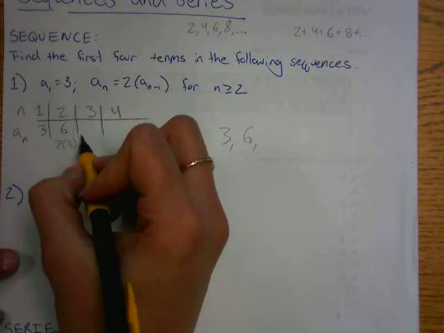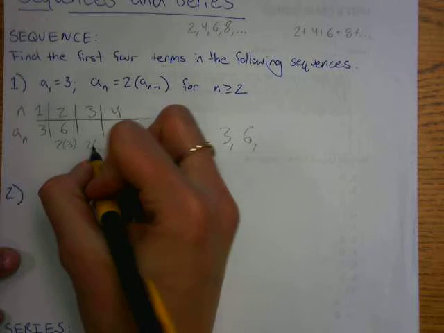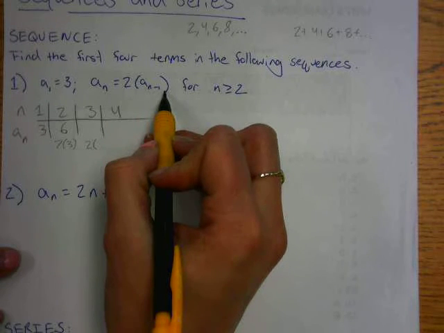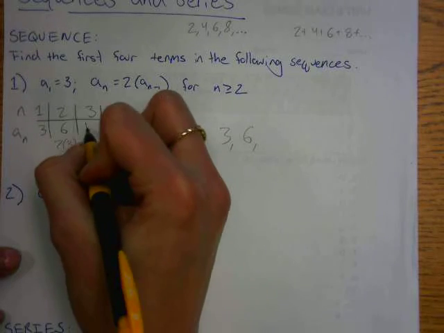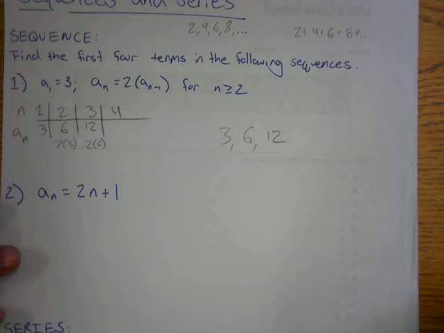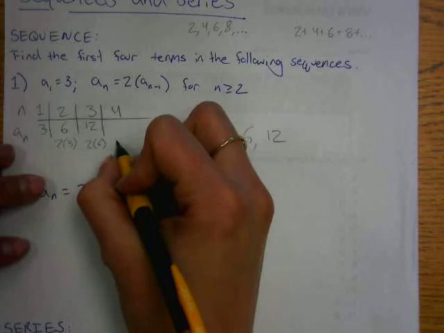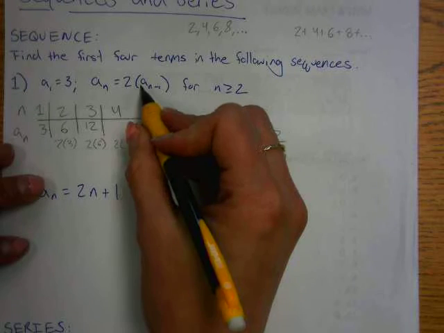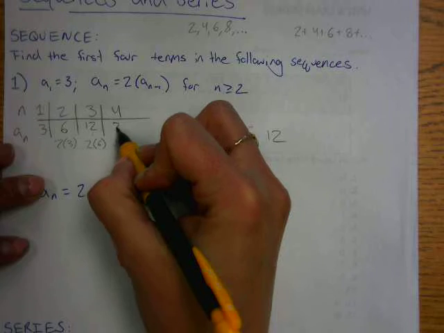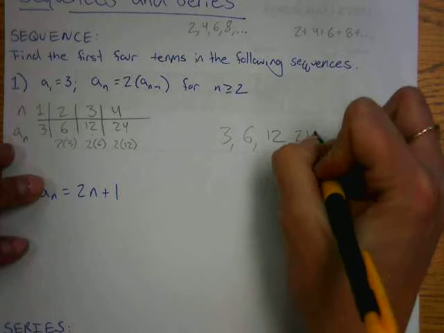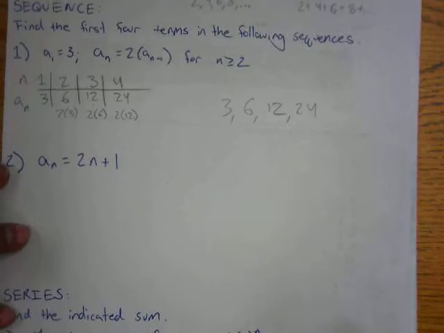If I have the third term, a3, then I'm going to do 2 times the previous term, n minus 1, which would be a2, so we're going to do 2 times 6, and that would give us 12. And lastly, if I have a4, we would be doing 2 times a3, so we'd be doing 2 times 12 is 24. So you have 3, 6, 12, 24 as the first 4 terms of our sequence.